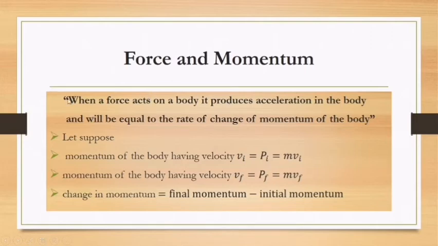When a force acts on a body, it produces acceleration in the body, equal to the rate of change of momentum of the body. Let's suppose the momentum of the body having initial velocity vi is pi is equal to mvi, and similarly the momentum of the body having final velocity vf is pf is equal to mvf. So change in momentum is very simple: final momentum minus initial momentum.